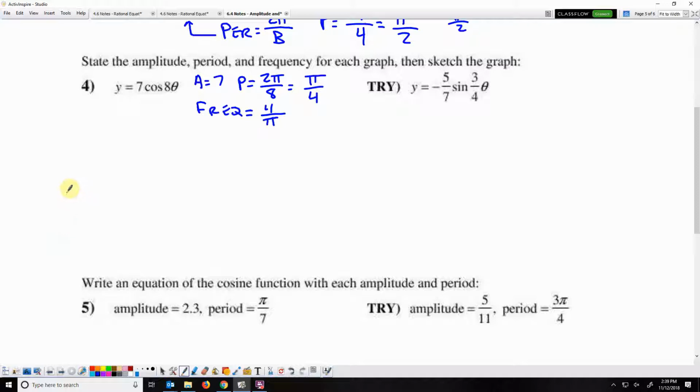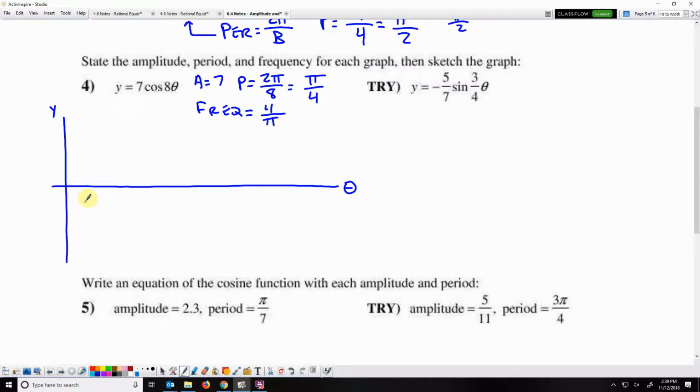Okay, so we're going to put in our axis. And we have a theta here, so this is going to be a theta axis. We won't call it an x-axis. Here's our y-axis. The center line is going to be 0. So this will also be the center line of our graph.